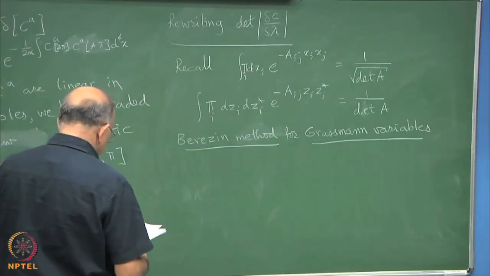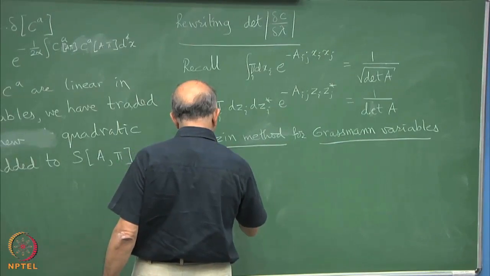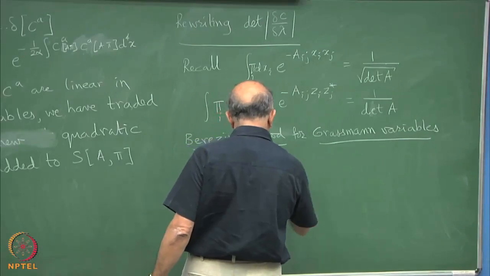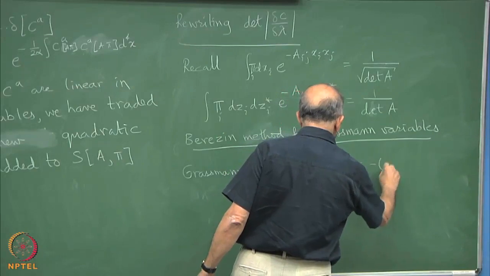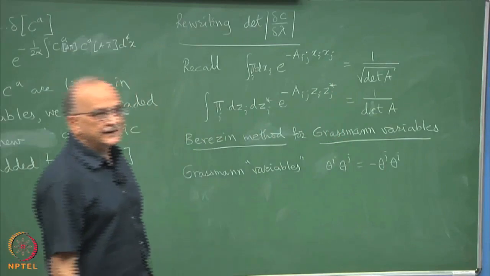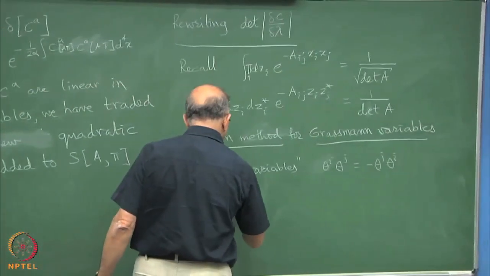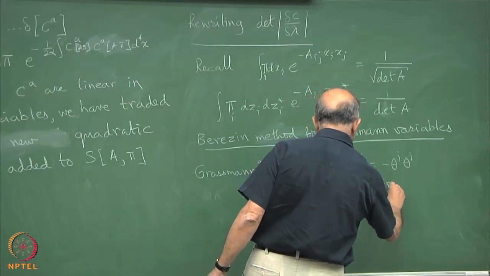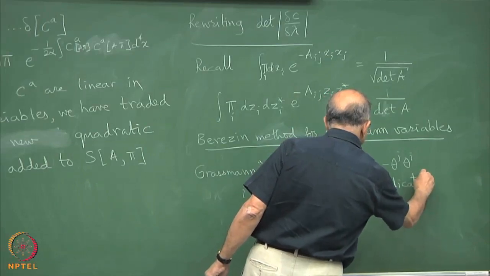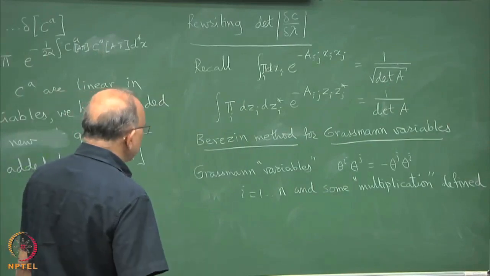So, Grassmann variables are the things that are anti-commuting. Whatever the thetas are, they are not numbers. Okay. So, there is some multiplication among them. So, there is some kind of an algebra, some kind of variables called theta, some number of them, i equal to 1 to n, and some multiplication defined over them. A binary operation. We make up, we invent a calculus for this.